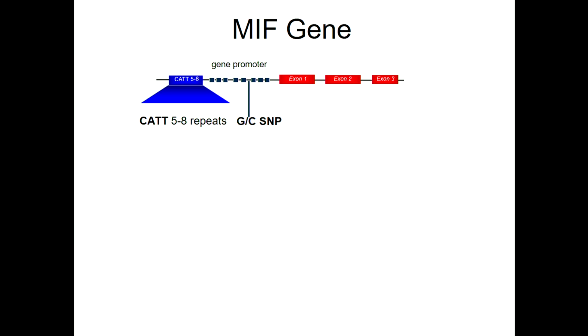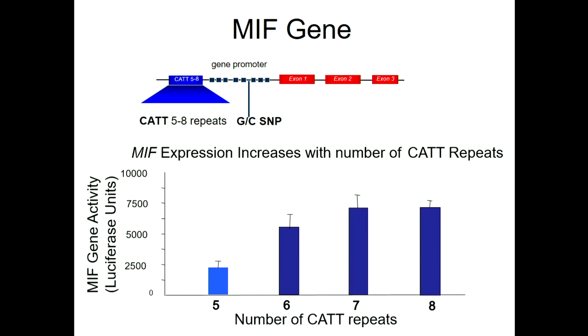So this brings us to the MIF gene, which codes for the MIF cytokine. You can see here that there are 3 exons preceded by a promoter region, and the main important thing in this promoter region is a CATT repeat. The CATT repeat can vary from 5 repeats to 8 repeats. There's also a G to C single nucleotide polymorphism, which is in linkage disequilibrium with the CATT repeat. And the important thing about the CATT repeat is that MIF expression increases with the number of CATT repeats.